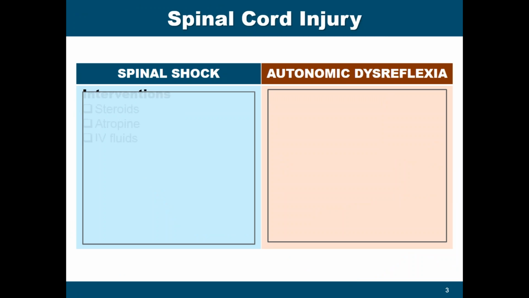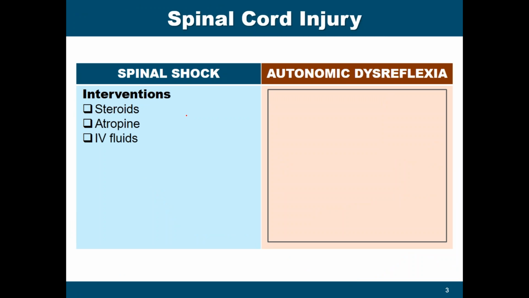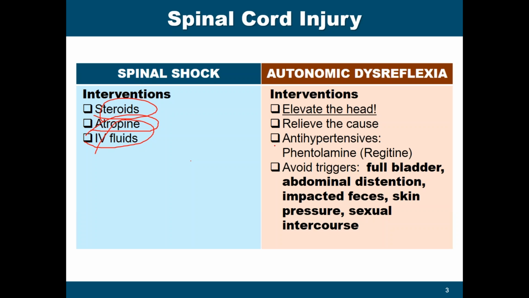In terms of intervention for spinal shock, in order to increase the blood pressure, steroids will be given, as well as atropine to increase the heart rate, and fluid resuscitation is also an important part of the management. While for autonomic dysreflexia, the intervention will be to immediately elevate the head of the patient, take the blood pressure of the patient, and relieve the cause.